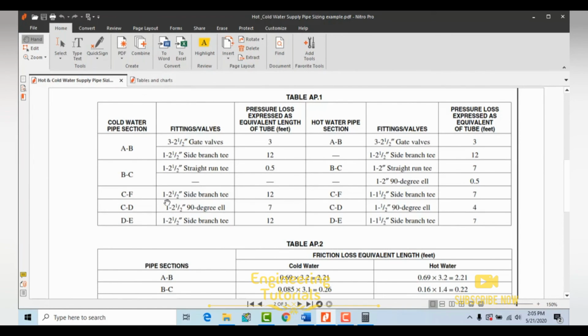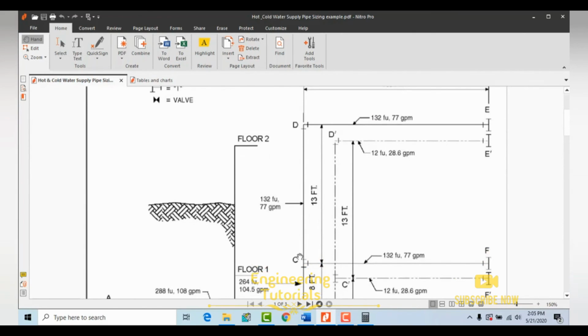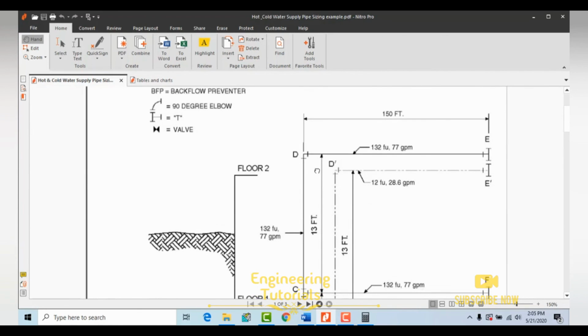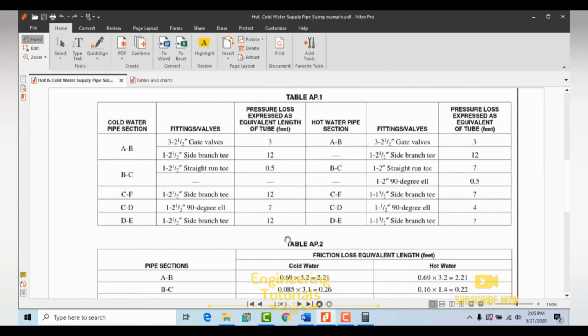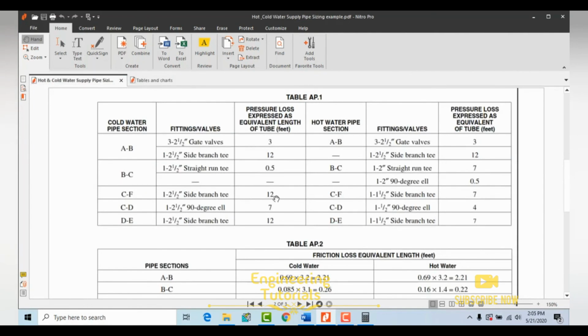So now from C to D, what we have here is one elbow, the size is the same, 2.5 inches. So a 2.5 inch 90-degree elbow. We need to get its value from the table. You can see the standard 90-degree elbow, 2.5 inch, and its equivalent length is 7 feet. So 7 feet.